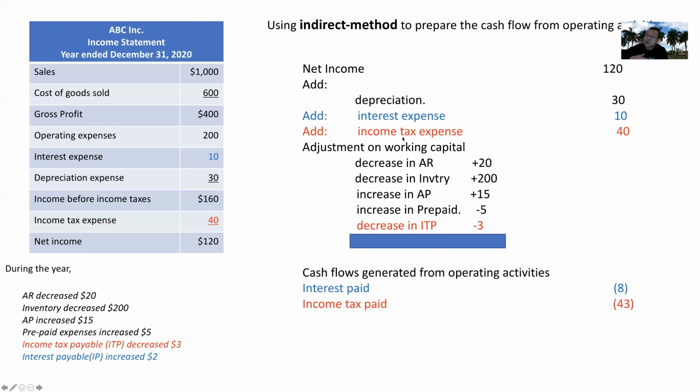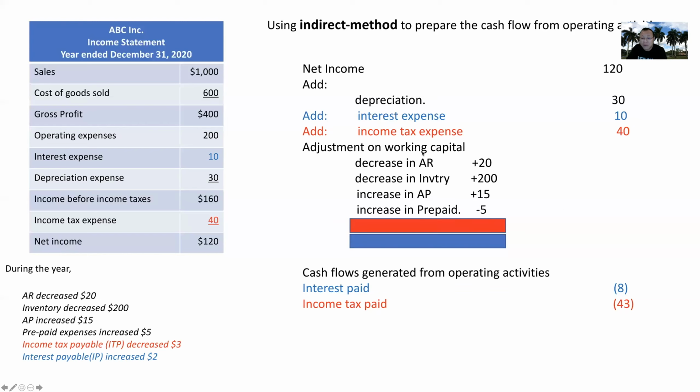So your income tax payable should increase by $40. But the fact that you paid income tax, you used cash to settle this liability for $43. So the net effect is that income tax payable should decrease by $3. That's this one. So now I have both items singled out: interest paid, $8, and income tax paid, $43. So that's good. This is required by IFRS, right?